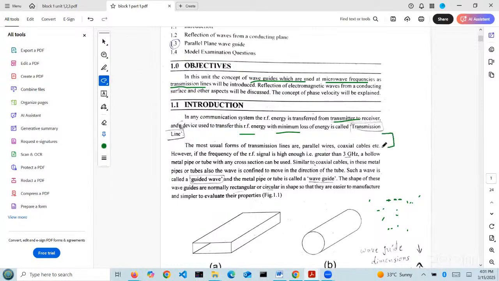Suppose here a transmitter is there, and on this side a receiver is there. To transmit a radio frequency signal, the path through which we are transmitting is called a transmission line. For transmission purposes, we use parallel wires, arrays, coaxial cables, etc.